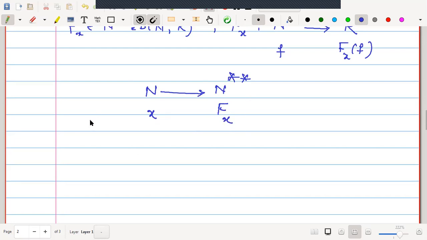Therefore, if I write this as a mapping J, then J image of x will be fx. Whatever we have studied is called the natural embedding.